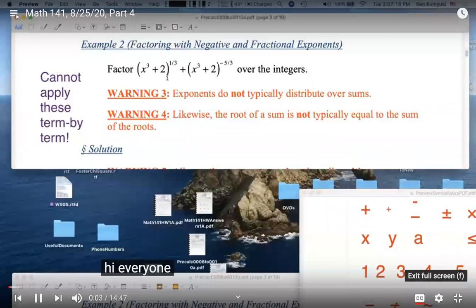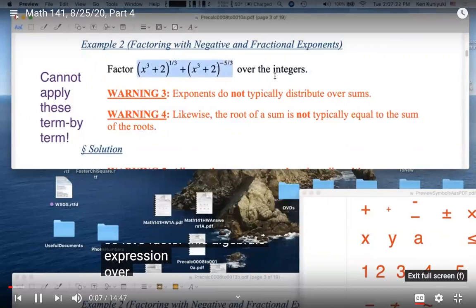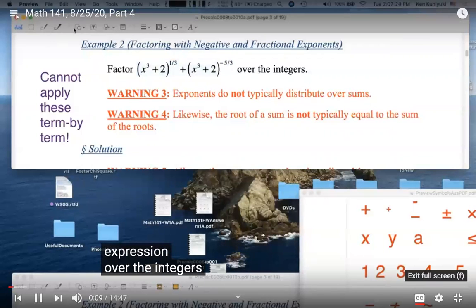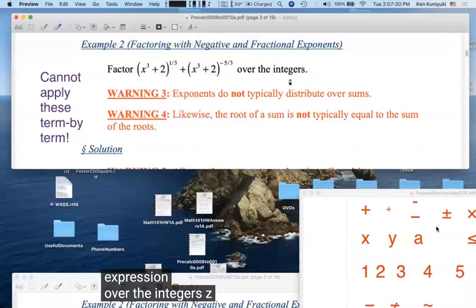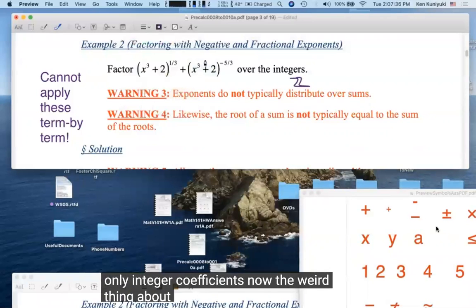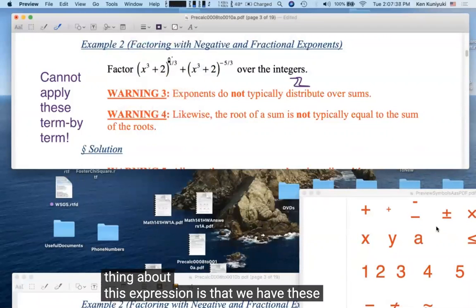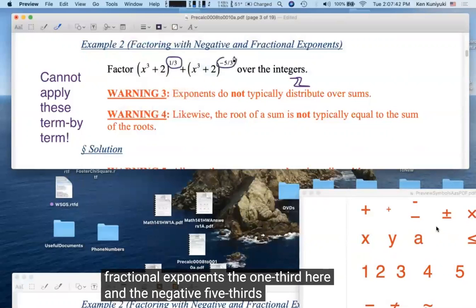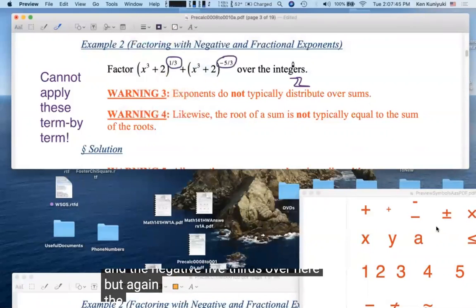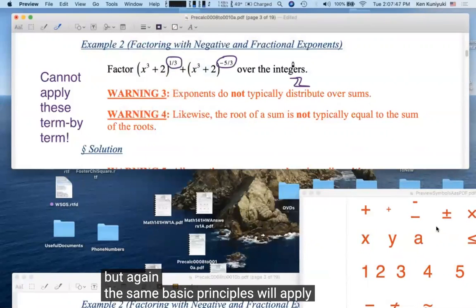Hi, everyone. So let's factor this algebraic expression over the integers, Z. Only integer coefficients. Now, the weird thing about this expression is that we have these fractional exponents, the 1/3 here and the -5/3 over here. But again, the same basic principles will apply.